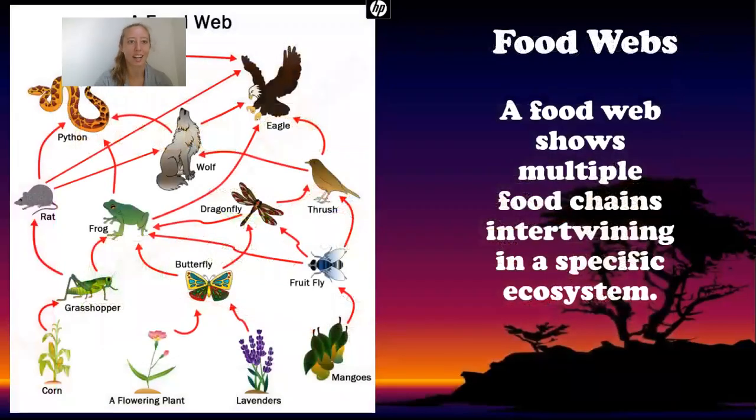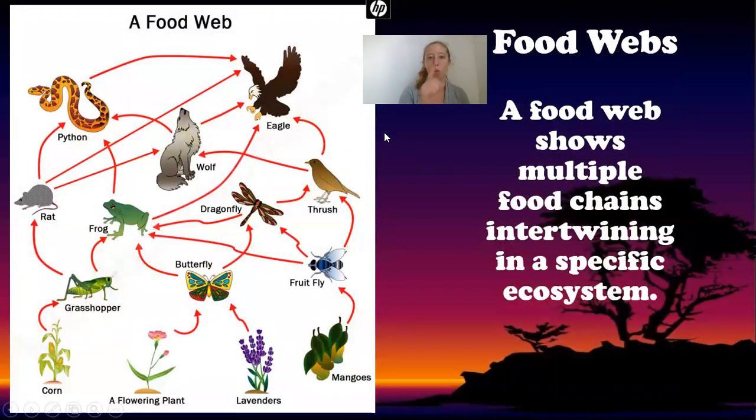So yeah, check that on out. Now, once things get a little bit more complicated, it's not one linear line with one chain. You have multiple chains together. That's called a food web. So a food web shows many different food chains that interact and intertwine within one ecosystem.